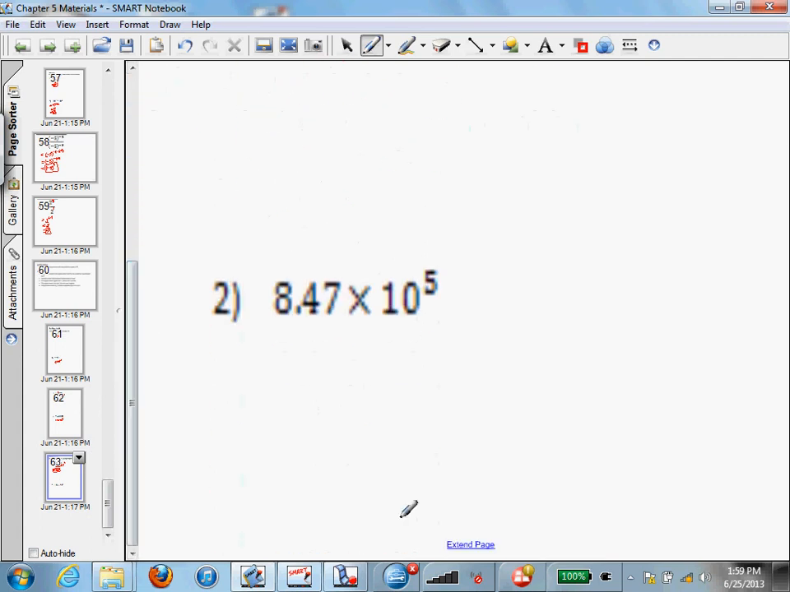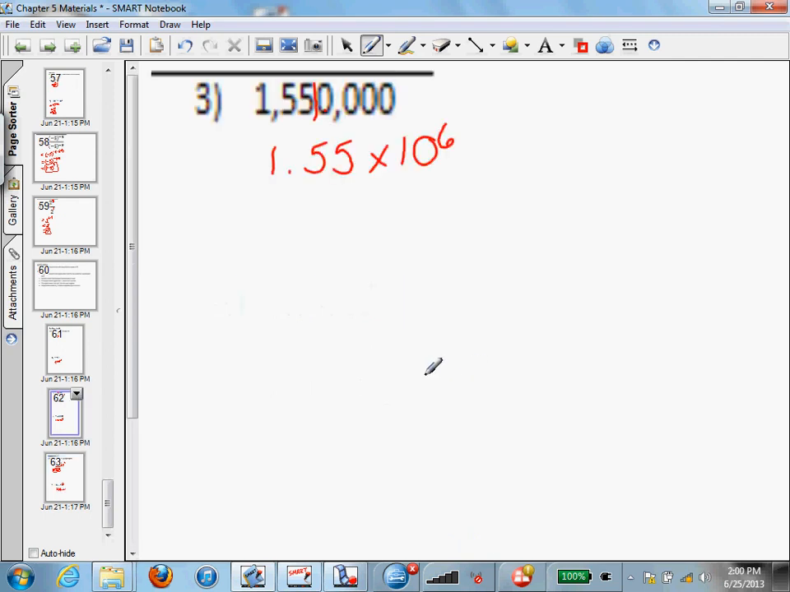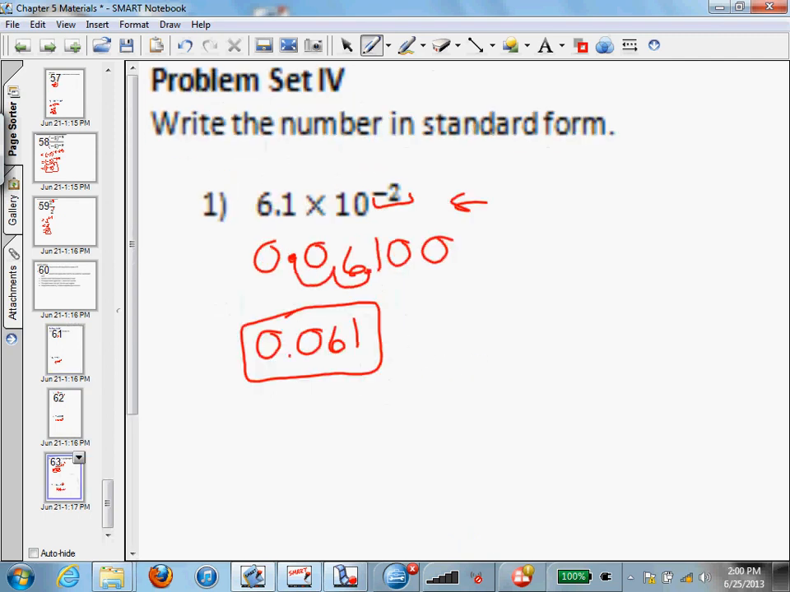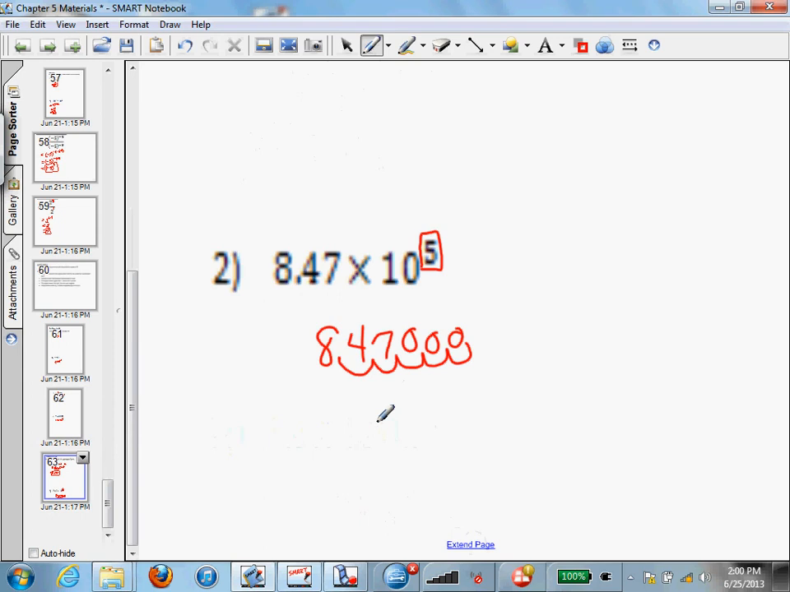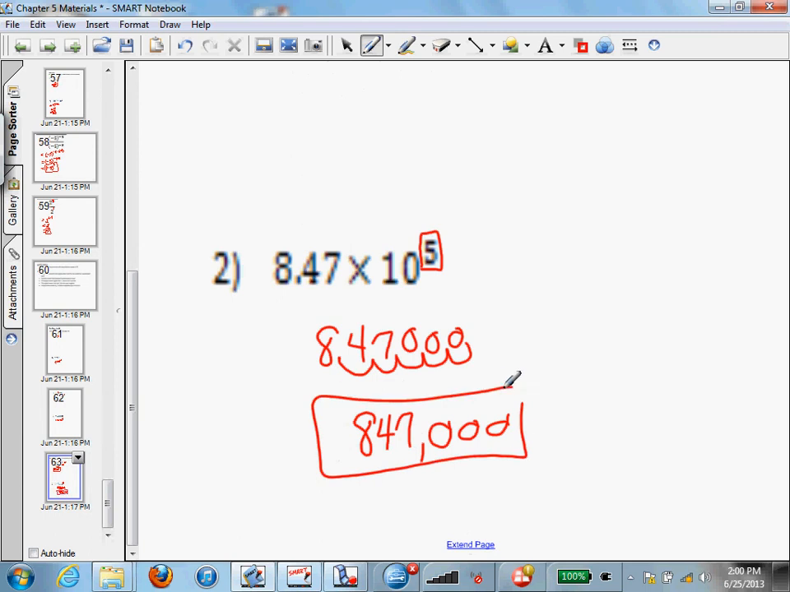And for example 2, we have 8.47, and according to this, we want to move our number larger 5 places. So we have to move 5 places past the decimal. So 1, 2, 3, 4, 5. And for each of these spaces that we've made, we're going to fill in with zeros. 1, 2, 3. So we just filled in 3 zeros. So we have 847,000 as our answer in standard form.